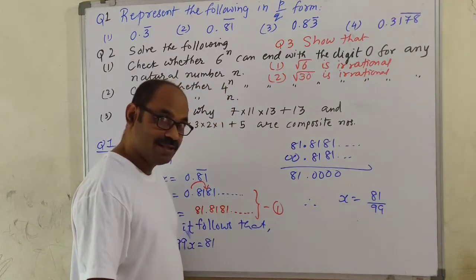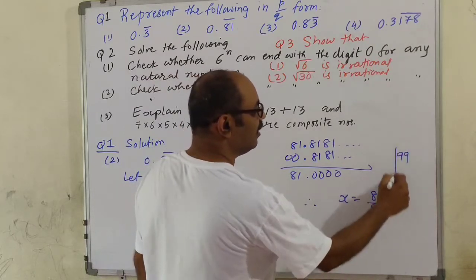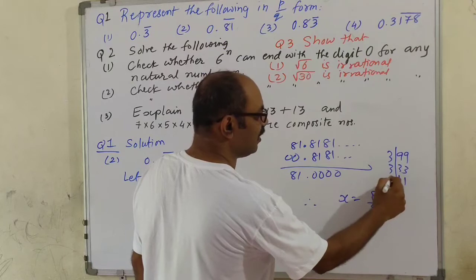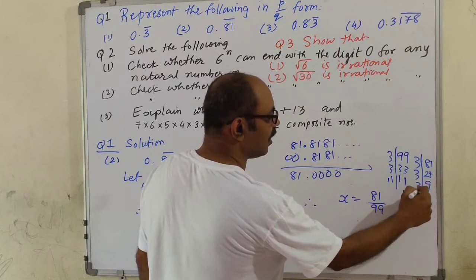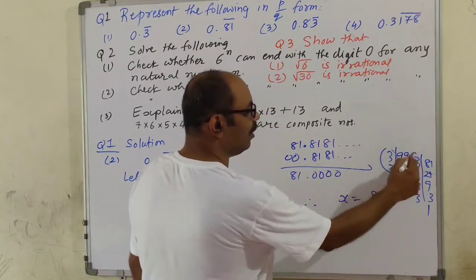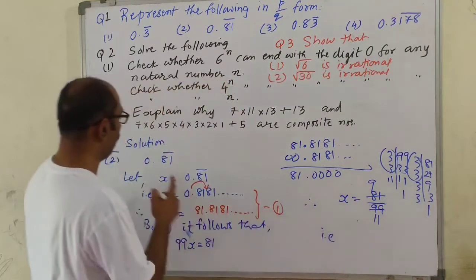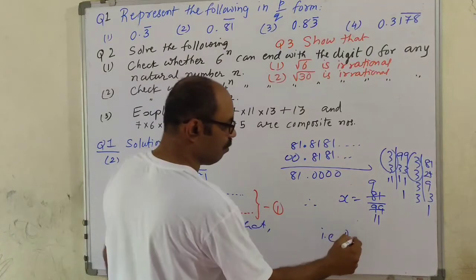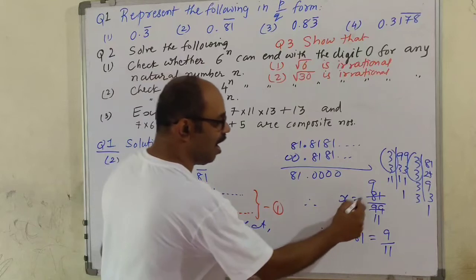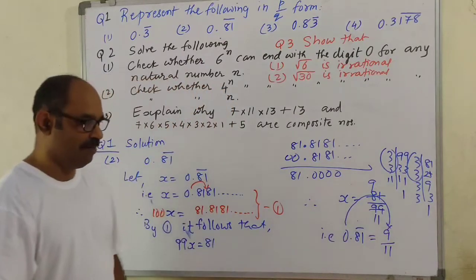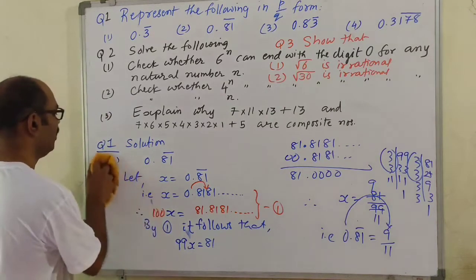Now this can be reduced. दोनों 9 से जा रहा है. 99, 3 3s are 9, 3 11s are 33, 11 1s are 11; 81, 3 27s are 81, 3 9s are 27, 3 3s are 9, 3 1s are 3. देखो double 9 मतलब 99. 9 9s are 81, 9 11s are 99. i.e. what is x for us? 0.81 bar, and that is 9 upon 11. So here you are. You have represented 0.81 bar in the form P upon Q. Got it? Alright. Third one.